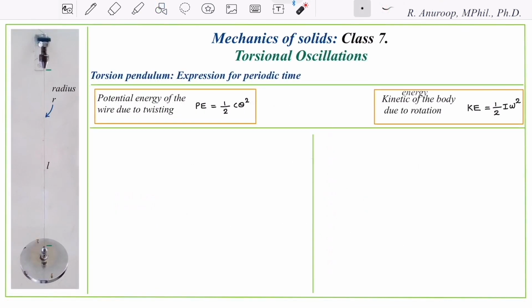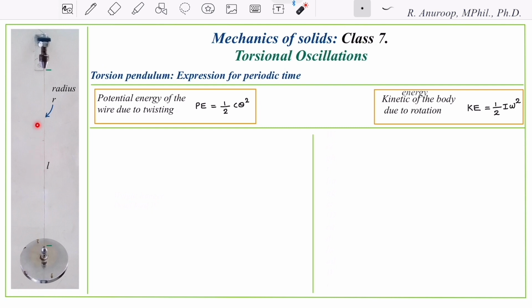Let us find out an expression for periodic time in a torsion pendulum. What is the period of oscillation? We know that when the wire is twisted, the potential energy of the wire due to twisting is half c theta square. Also, since there is a disk attached to the bottom end, the kinetic energy of the disk due to rotation is equal to half I omega square.